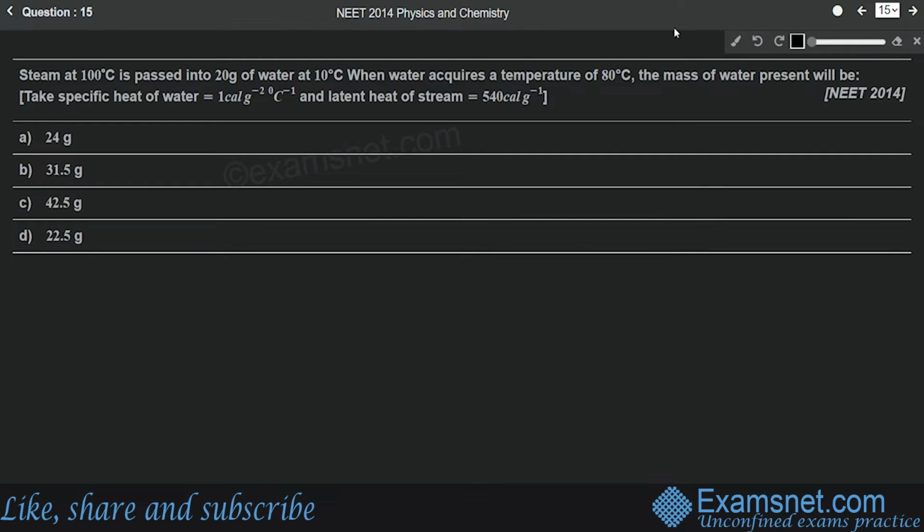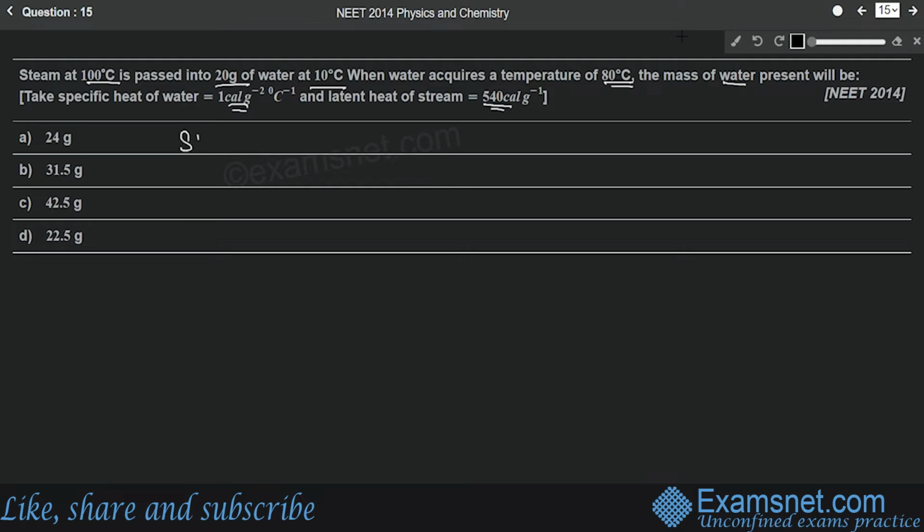Question number 15 is from the chapter Thermal Properties of Matter, and the question is, steam at 100 degrees Celsius is passed into 20 grams of water at 10 degrees Celsius. When water acquires a temperature of 80 degrees Celsius, the mass of water present will be, okay, specific heat of water is given and the latent heat of steam is given.